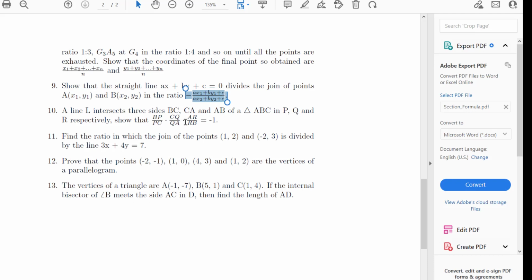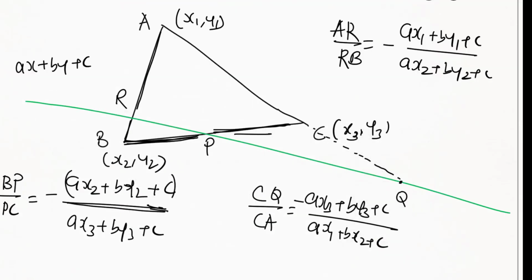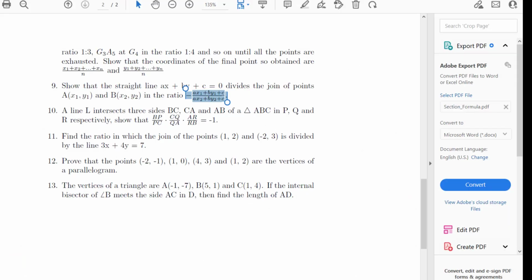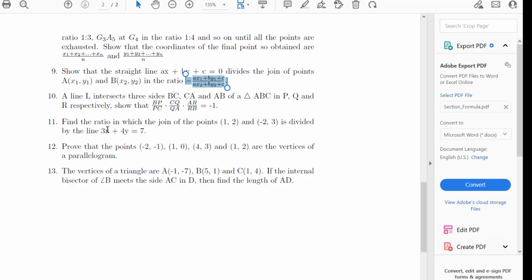That's what we have to prove: the multiplication of all these ratios in which the line divides all three line segments is -1. Do we see any pattern? ax2 plus by2 plus c cancels out, ax3 plus by3 plus c cancels out, ax1 plus by1 plus c cancels out, and with -1, -1, -1 you will get -1. All right, we are done with question number 10. Let's move to 11. Question 11 is a specific case of number 9. It says, find the ratio in which the join of points (1, 2) and (-2, 3) is divided by the line 3x plus 4y equals 7.